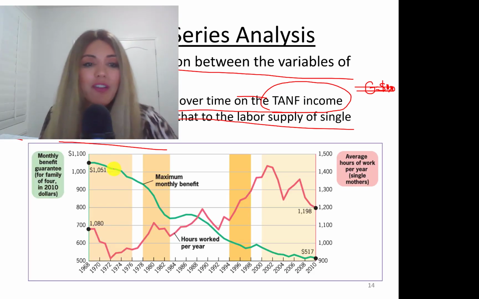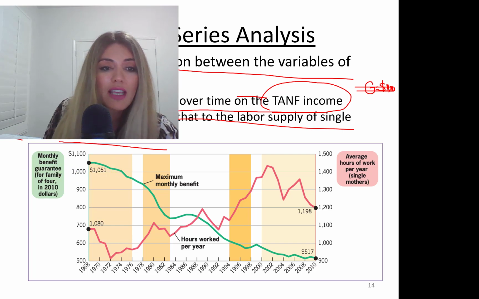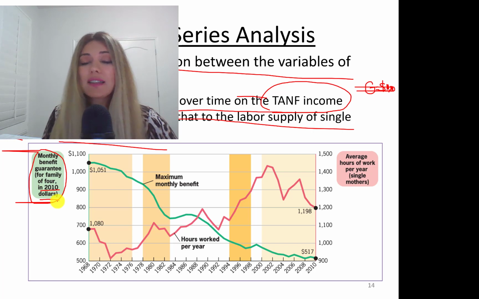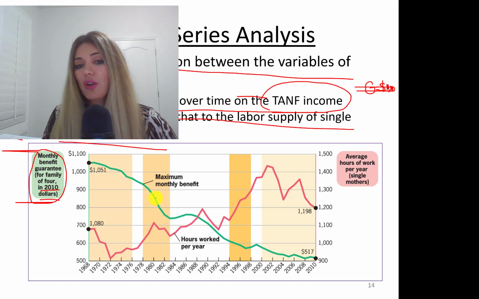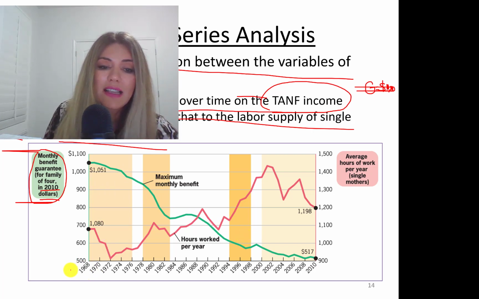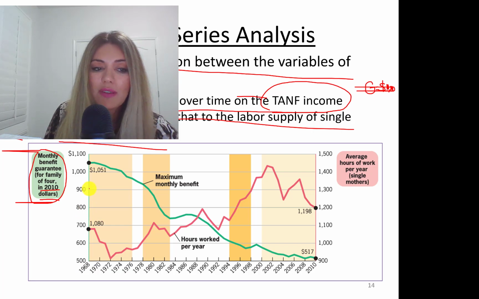Okay, so here's the graph. If you look at this, we have the monthly benefit guarantee for a family of 4, that is a mother and 3 children. This is in real terms, that means it's calculated in 2010 dollars. And this is shown in this green curve, the monthly maximum benefit. As you can see, real benefits have been declining since the late 1960s, okay? So real benefits have declined dramatically over time.